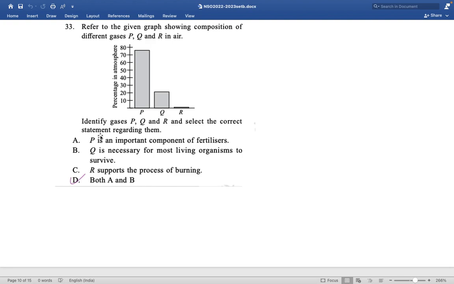In the given graph, P, Q and R are nitrogen, oxygen and carbon dioxide respectively. Oxygen supports the process of burning but carbon dioxide does not. So D is the correct option.